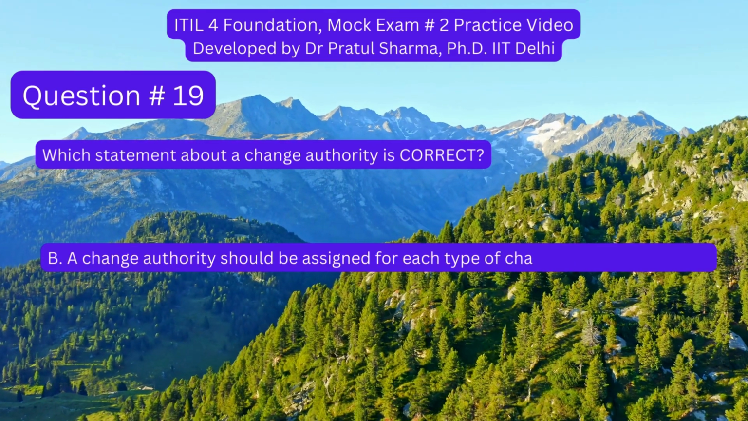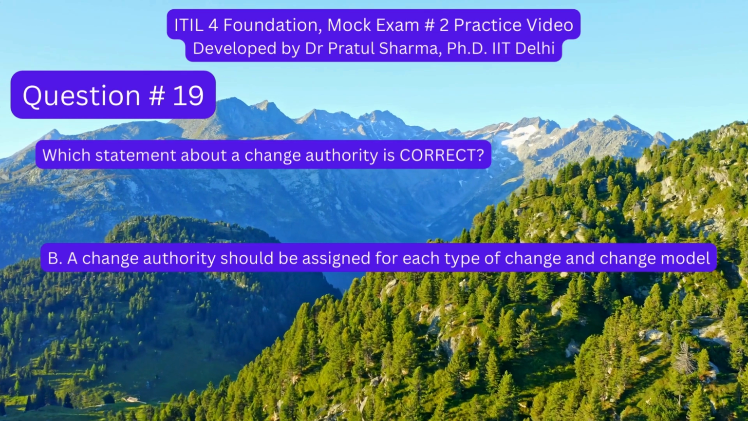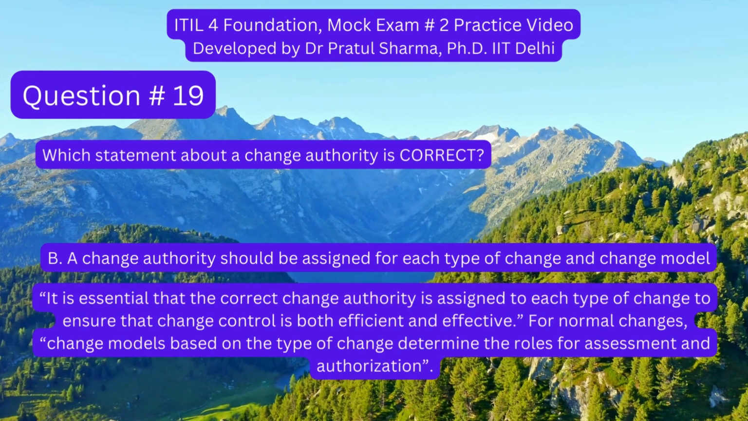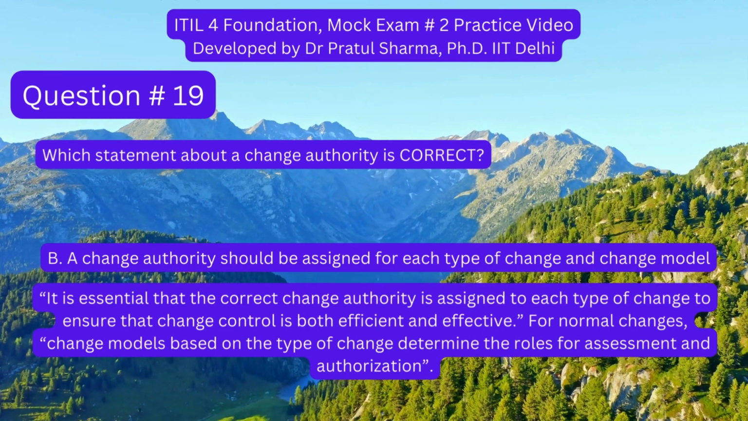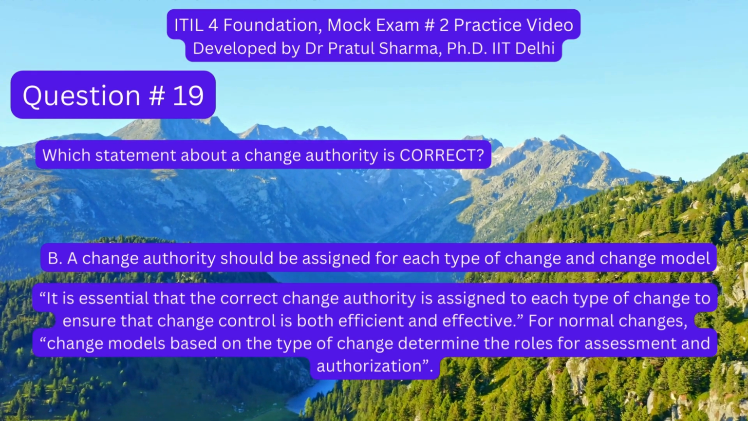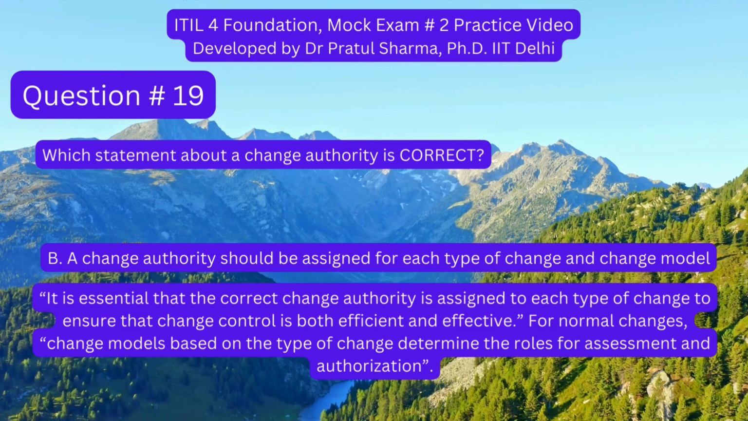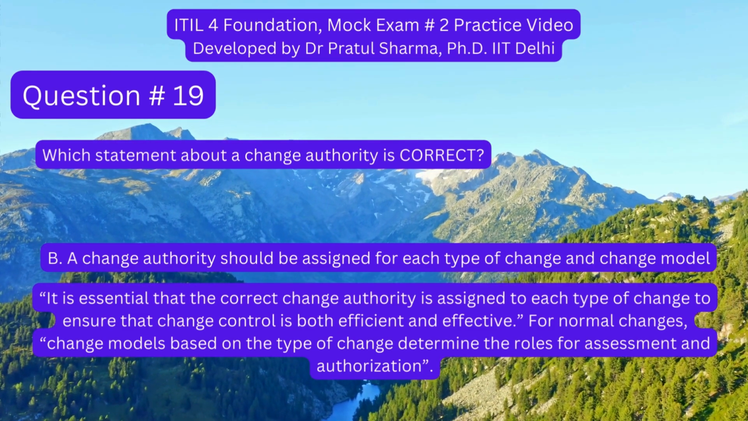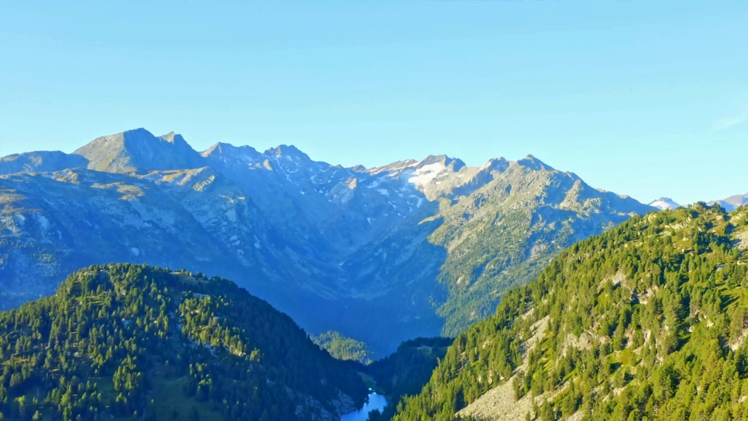B. A change authority should be assigned for each type of change and change model. It is essential that the correct change authority is assigned to each type of change to ensure that change control is both efficient and effective. For normal changes, change models based on the type of change determine the roles for assessment and authorization.